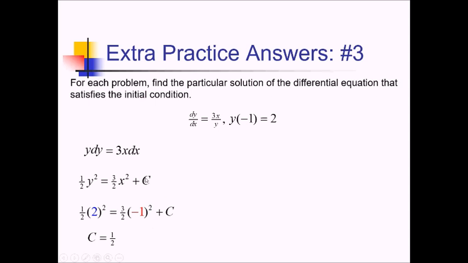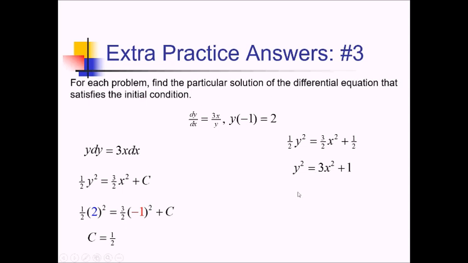Plugging that back in here, we have 1/2 y squared equals 3/2 x squared plus 1/2. Now we have to isolate y. I can start by multiplying everything by 2. So that's y squared equals just 3x squared plus 1. And now to get y by itself, I have to take the square root of both sides.